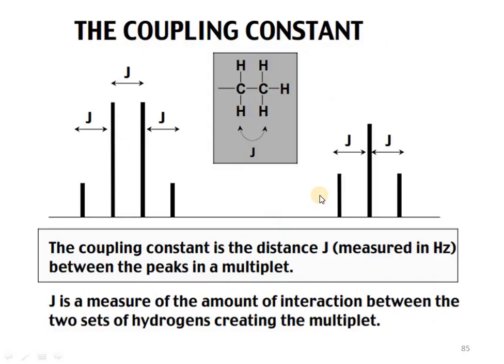If we take a typical coupling constant, the same is shown in the case of the quartet and in the case of the triplet. It is a distance J measured in Hertz between the peaks in a multiplet, and it is a measure of the amount of interaction between the two sets of protons, hydrogens, creating the multiplet. So we have done what is a coupling constant.